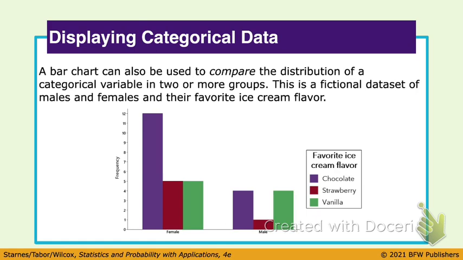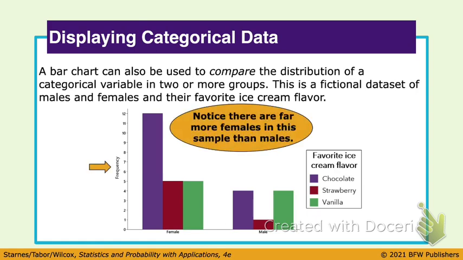Careful. How many females are in the data set? 22. There's 12, 5, and 5. That's 22. How many males were in that data set? Only 9. So we need to be careful because in this situation, there are far more females in the survey than there were males.